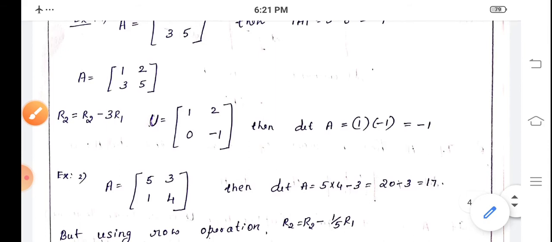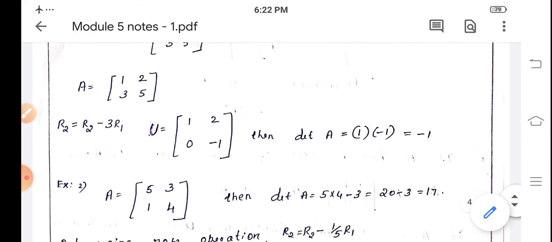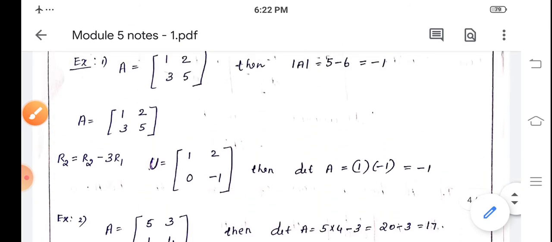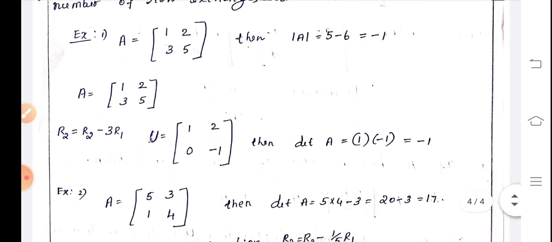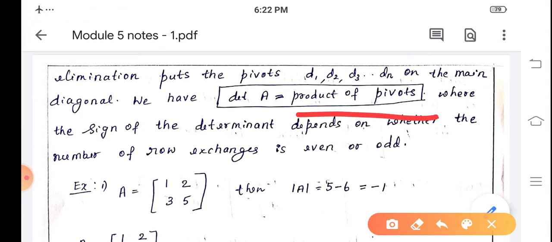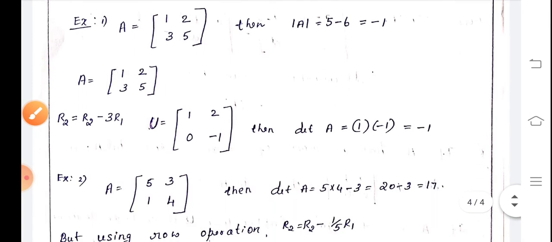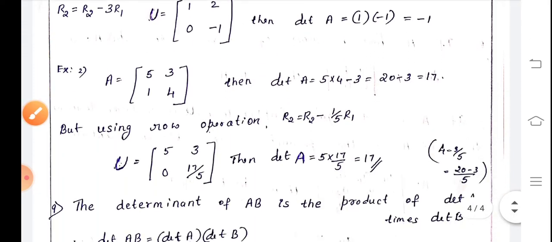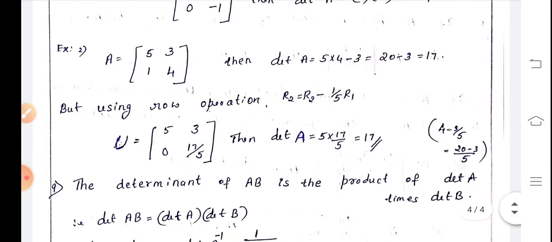Now we get the matrix 1, 2, 0, minus 1. So the matrix is reduced to echelon form. We write U equals 1, 2, 0, minus 1. This is an upper triangular matrix. By the property, the determinant of A equals the product of pivots after reducing the matrix to echelon form. Here, the product of the pivots is 1 into minus 1. So determinant A is 1 into minus 1, that will be equal to minus 1.